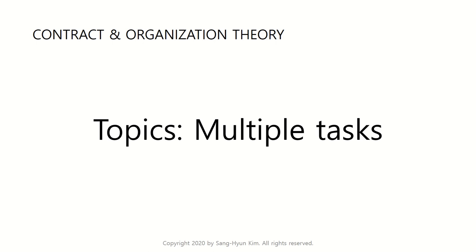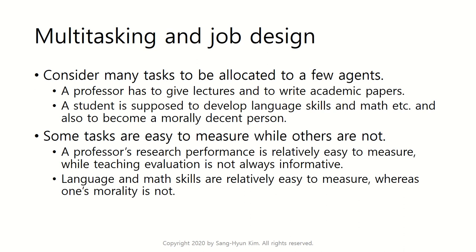And now we move on to the topics that are more relevant to real life, right? Real life situations are much more complicated than the simple models capture. But these simple models capture very important aspects of reality. Anyway, we want to discuss these realistic topics, and one of which is today's topic, multiple tasks or multitasking. Here we want to consider a situation where the number of tasks is greater than the number of workers. All right? So multitasking and job design.